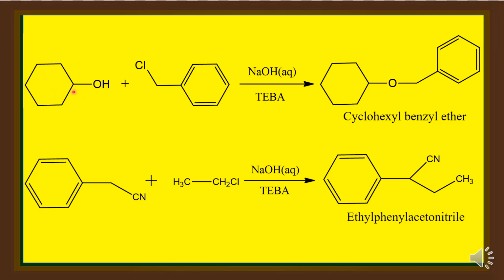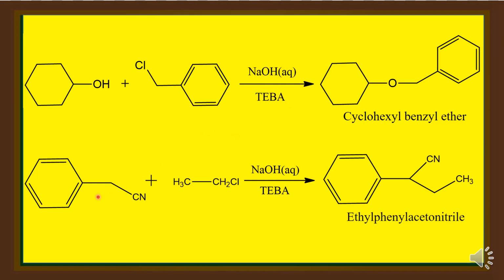The reactants cyclohexanol and benzyl chloride are present in the organic phase, whereas sodium hydroxide is present in the aqueous phase. This sodium hydroxide has to react with cyclohexanol to generate the alkoxide, which has to react with benzyl chloride. But cyclohexanol and sodium hydroxide are present in two different phases. Therefore, the reaction does not take place. But when we add the phase transfer catalyst, the reaction becomes possible.